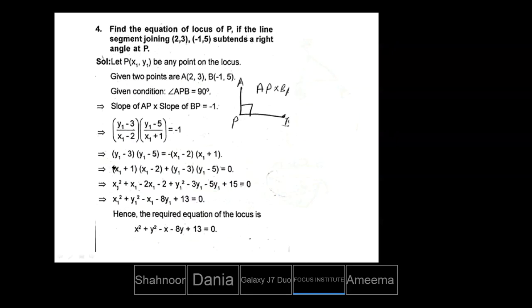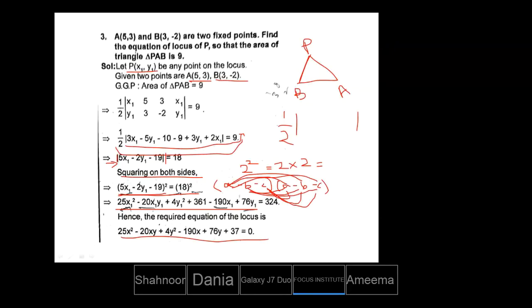Now, I hope you all have understood this question. Just have a look at it. If you are having any doubts, feel free to ask, okay?